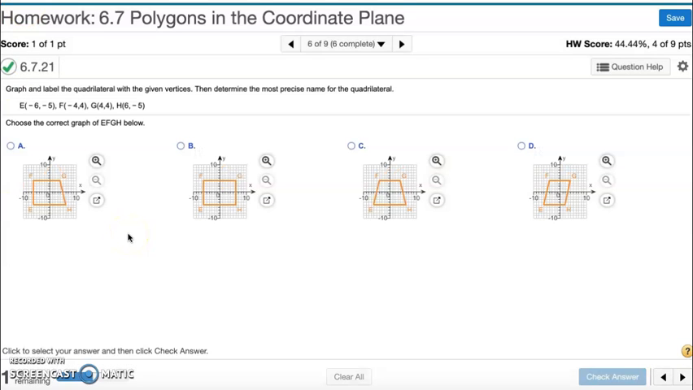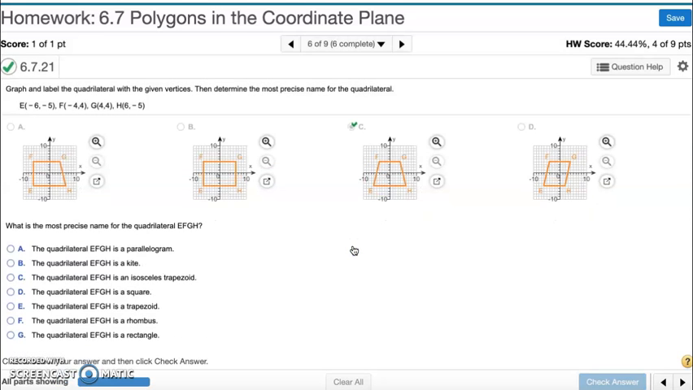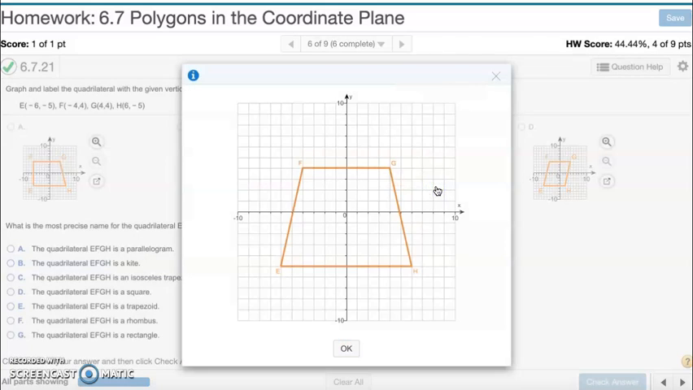Number 6, graph and label the quadrilateral with the given vertices, then determine the most precise name for the quadrilateral. So graphing these coordinates, I'm going to say C is our graph. Now we need to determine the most precise name for the quadrilateral E, F, G, and H. We're looking at our graph.